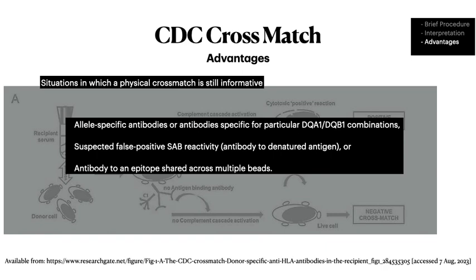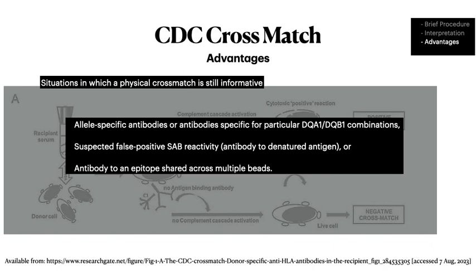But basically what it means is you can still have antibody against the DQ, which may not be picked up by other relevant tests but is exposed more in CDC. And this test can also let you suspect whether there is a false positive SAB reactivity due to denatured antigen. It does happen sometimes. So this test is an insurance against that particular false positive test. And again, antibody to epitope shared across multiple beads.